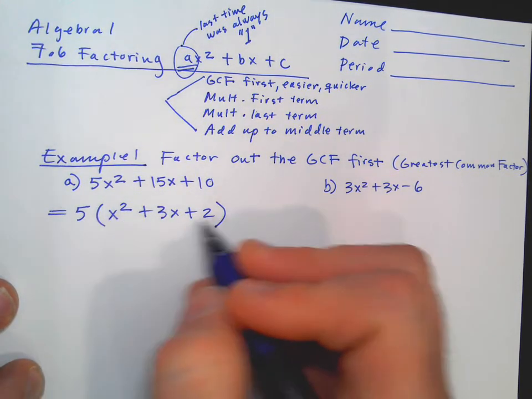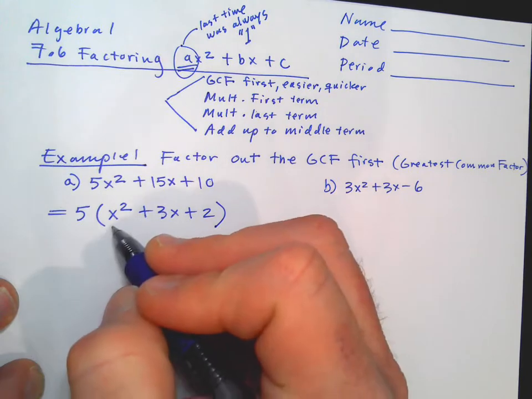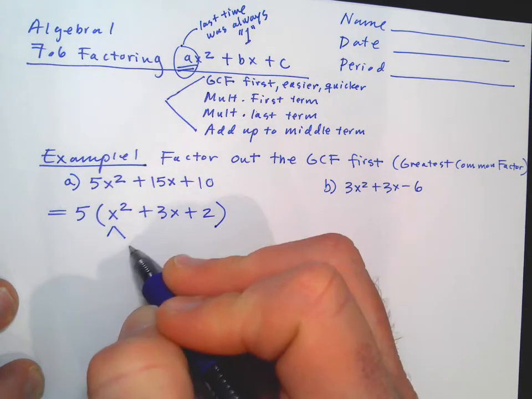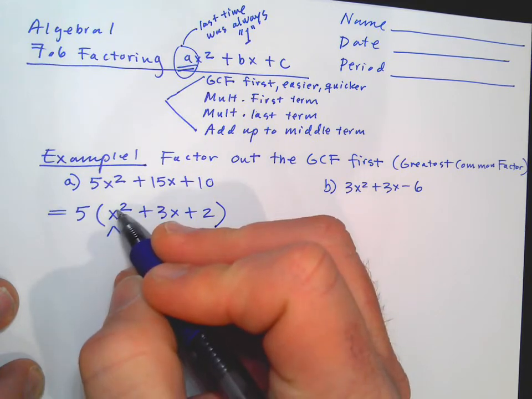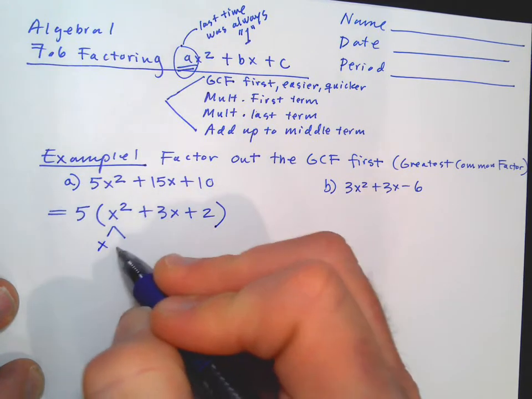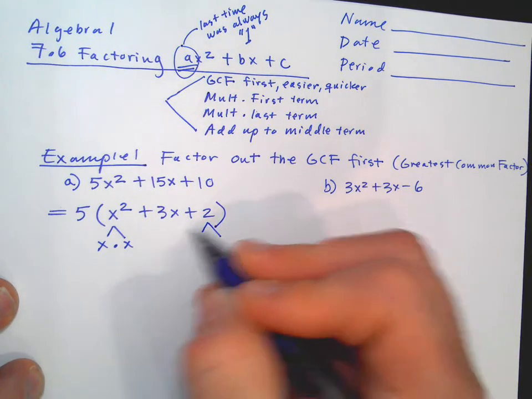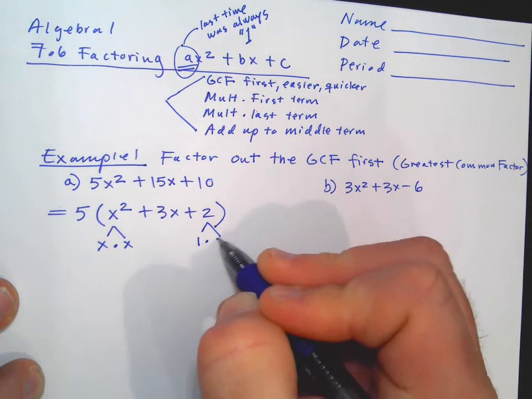Now what's left here has a 1 in front, which means it's just like last week, so it should be a little easier. You're going to write all the pairs of factors that multiply to get x squared. So that's just going to be x and x. Then you go to the last term. You can say, well, what are all the pairs of numbers that give you 2? Well, 1 times 2. That's it.